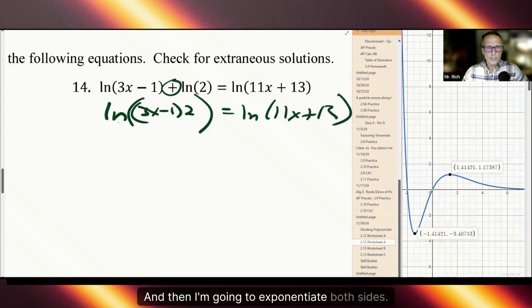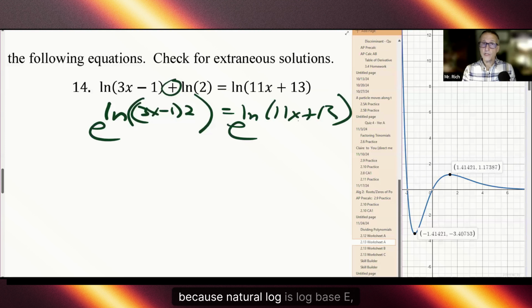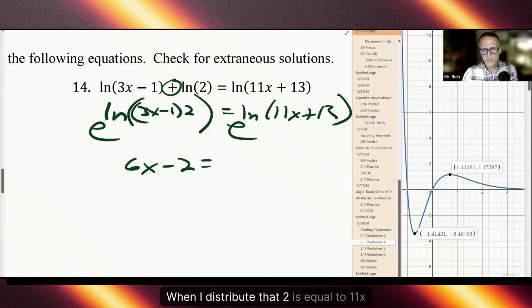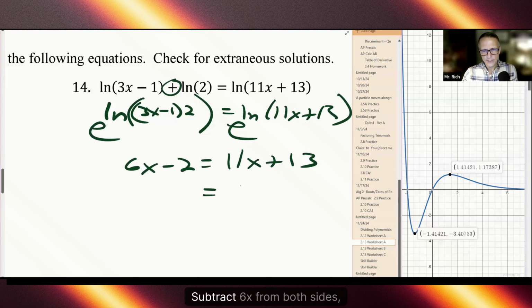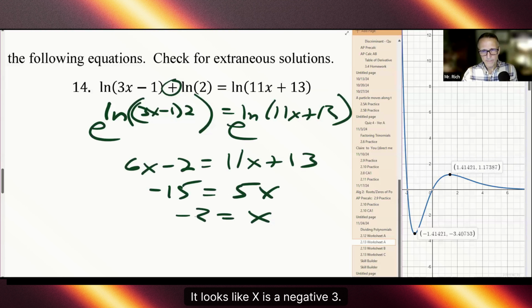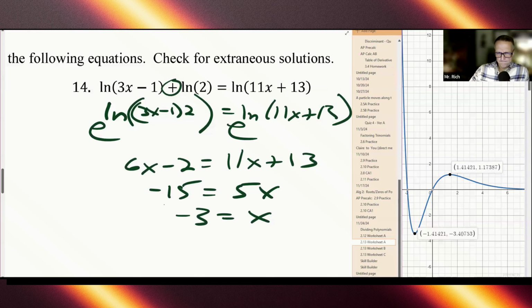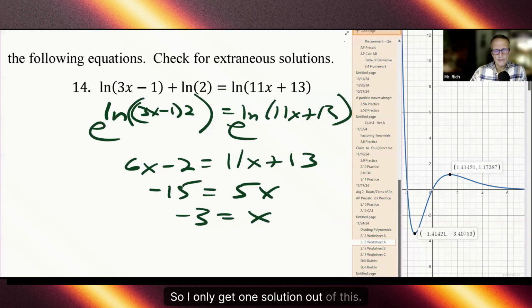And then I'm going to exponentiate both sides, right? When I exponentiate with e, because natural log is log base e, then what I get is 6x minus 2, when I distribute that 2, is equal to 11x plus 13. Subtract 6x from both sides, subtract 13. It looks like x is negative 3. Now, does that look right? 5x equals negative 15, x is negative 3. Yeah, so I only get one solution out of this.